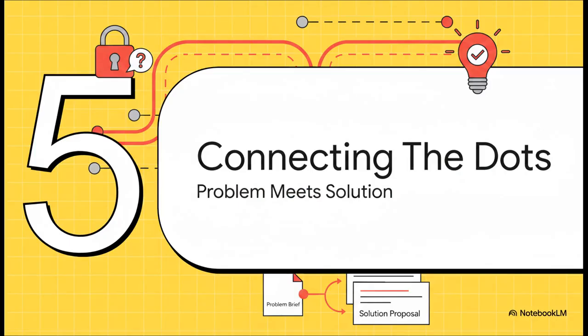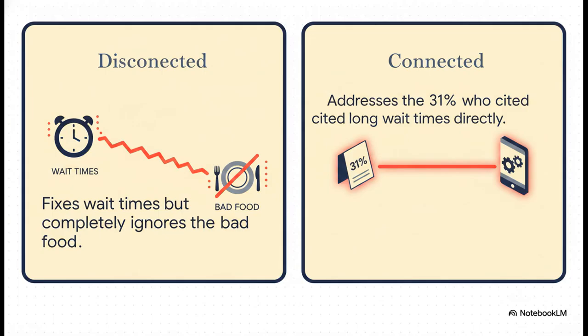All right, moving to section 5, connecting problem to solution. So, the crucial point here is that just having a good problem and a good solution isn't quite enough. You have to build the connective tissue between them. Think about a disconnected solution. Let's say it fixes the wait times, but completely ignores the complaints about bad food. The reader is just left wondering about all those other issues.